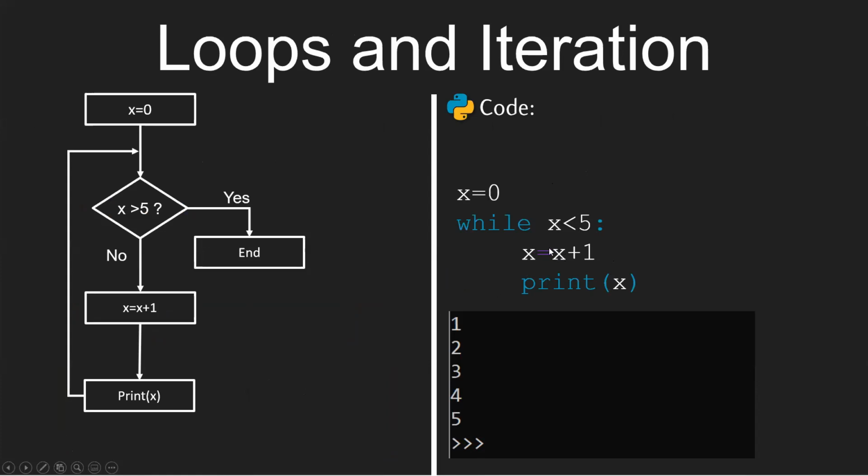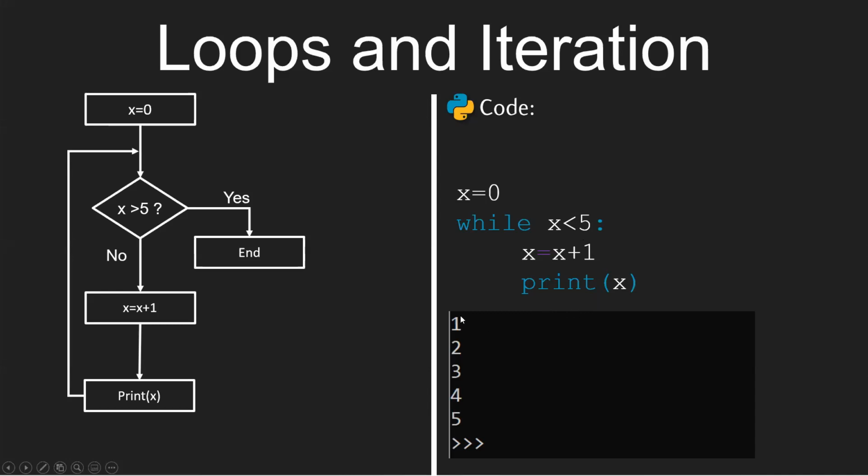So the condition is still correct. 1 plus 1 is 2, so print x, 2, and so on. 2 plus 1, 3, until we reach 5. Let's go to 4, before 5. 4 plus 1 is 5. Print 5. And when we go back, the value is already 5, so we cannot execute the code and it will stop.